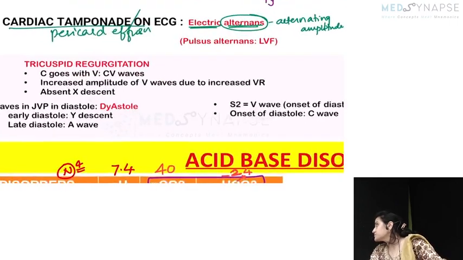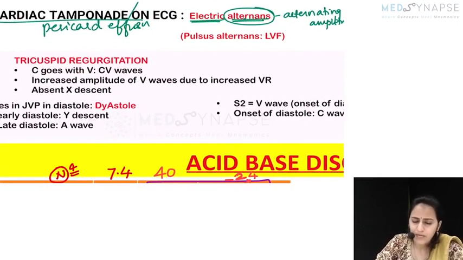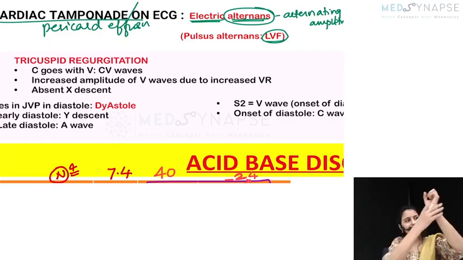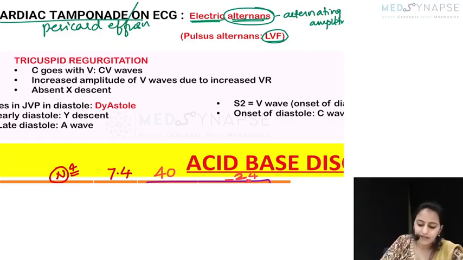Do not confuse this with pulsus alternans. Where do you see pulsus alternans? Left ventricular failure. Pulse is related to the contraction of the heart. Okay? So when the heart fails, in left ventricular failure, there is pulsus alternans.